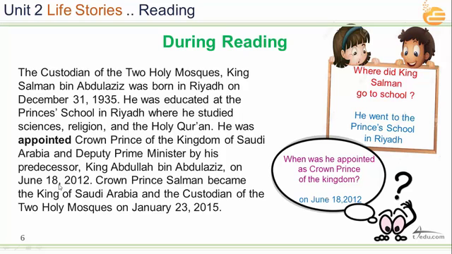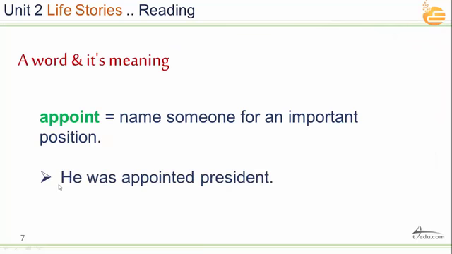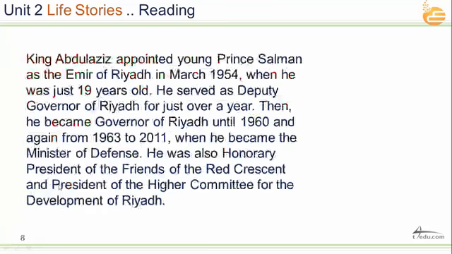Okay, we have this word. What does it mean? Appointed. He was appointed Crown Prince of the Kingdom of Saudi Arabia. This word means to name someone for an important position. For example, he was appointed president. Let's complete.